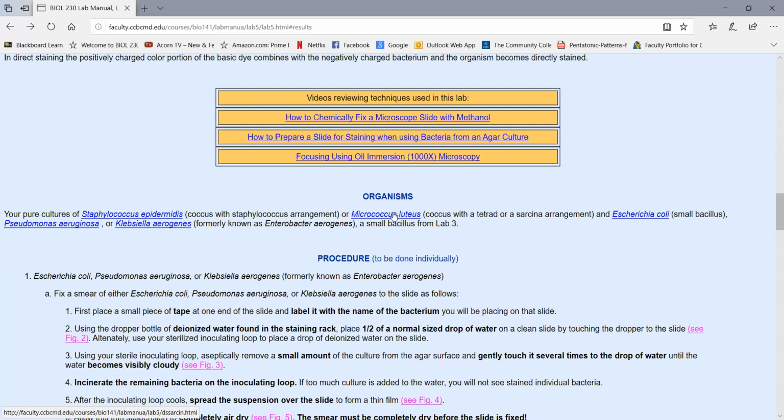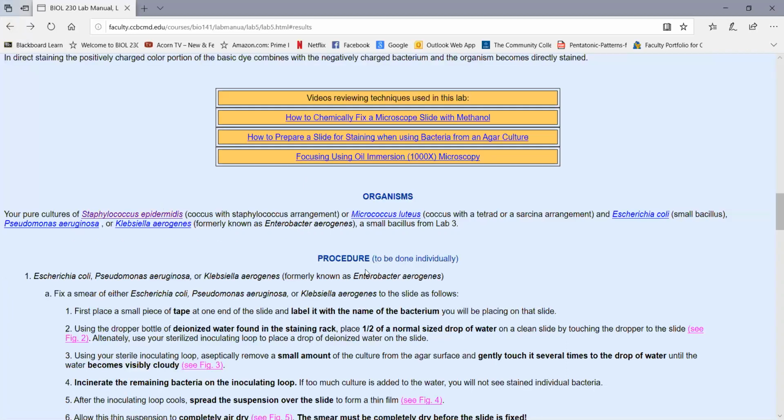Now remember, Staphylococcus epidermidis, the genus Staphylococcus is a giveaway. It's obviously a coccus shape, and it's a Staphylococcus arrangement since it's named after its arrangement. So you'd be looking for, of course, cocci arranged in irregular grape-like clusters. That is a Staphylococcus arrangement.